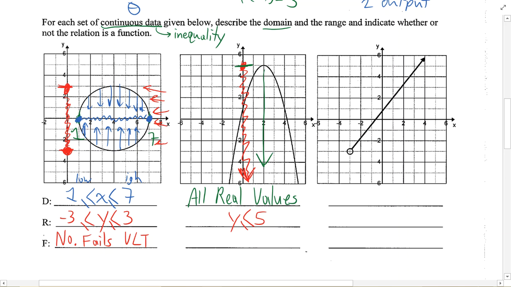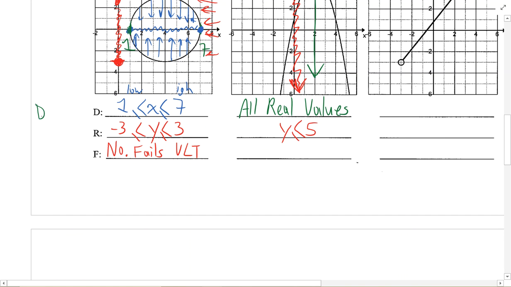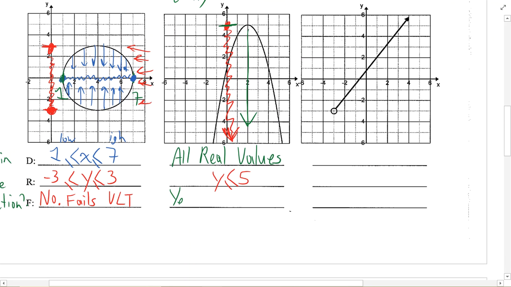Now, is that a function? That's what the letter F stands for. Is it a function? Okay, so this here would be your domain. This here would be your range. And this F is it a function? And yes, it is a function because it passes the VLT. Okay, so yes, passes the VLT.